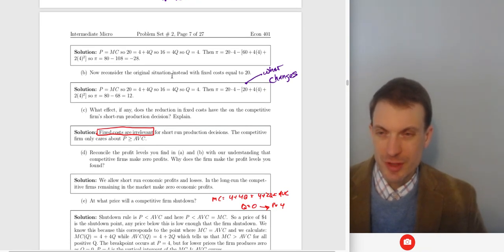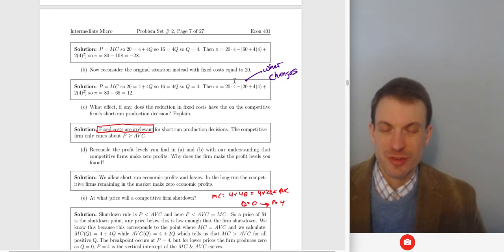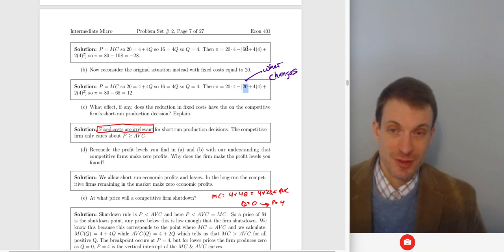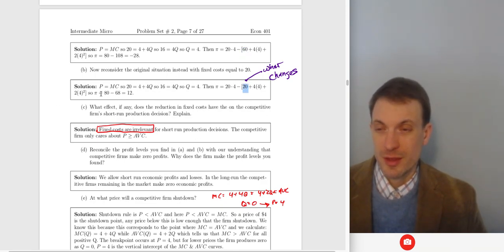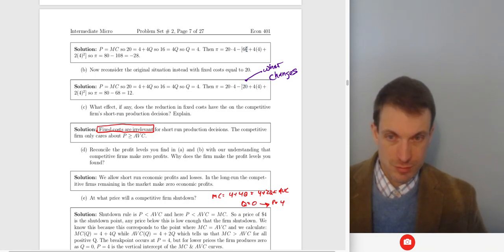Now reconsider the original situation instead with fixed costs equal to 20. So rather than having 60 here, we have 20. What changes is this is 20, not 60, right? This was 60. Now our fixed costs are 20. So that's going to have the effect on changing this portion right here.